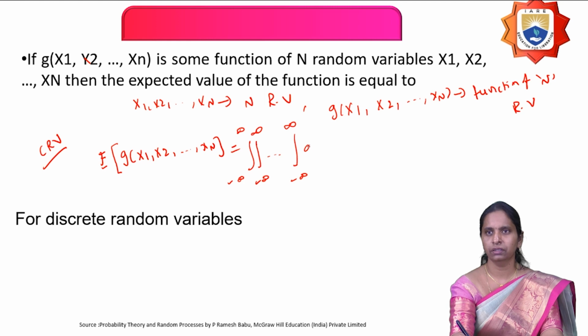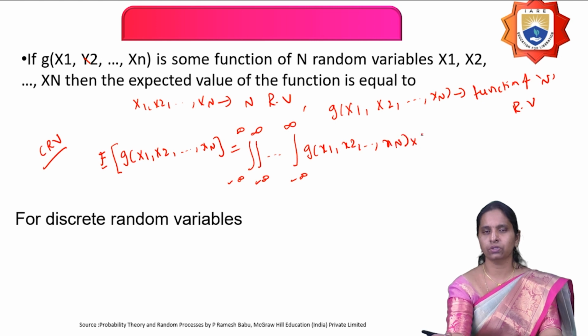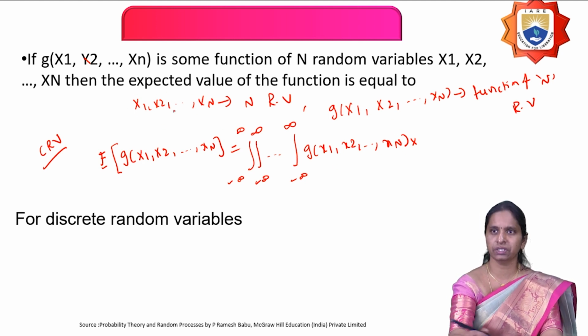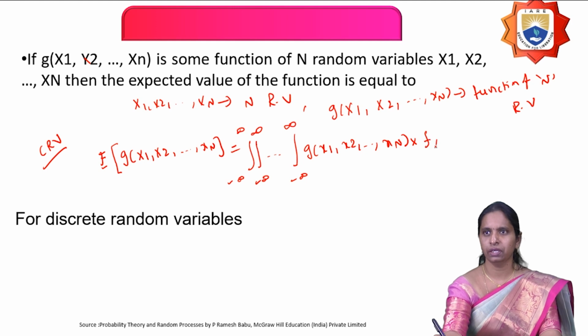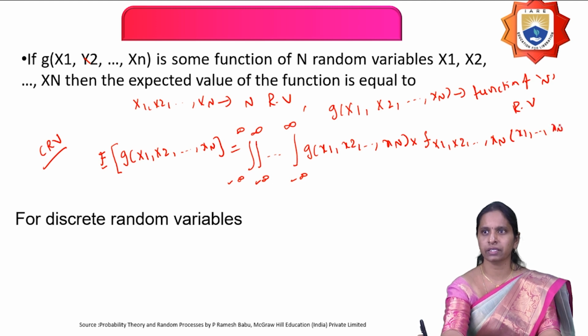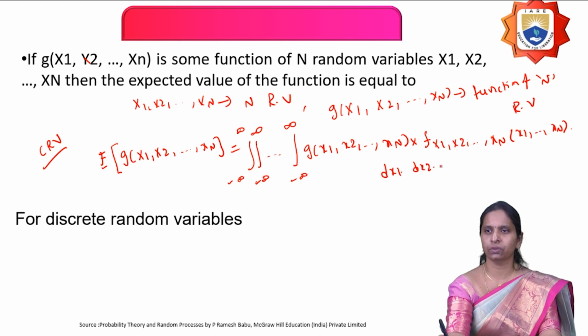What is the function here? G of x1, x2 and so on xn, into the joint density function. Since you have more than one random variable, you call it the joint density function. What is the joint density function of these n random variables? Nothing but f of x1, x2 and so on xn, of x1 and so on xn, into dx1 dx2 and so on dxn.